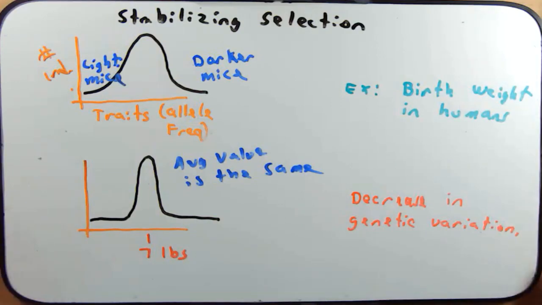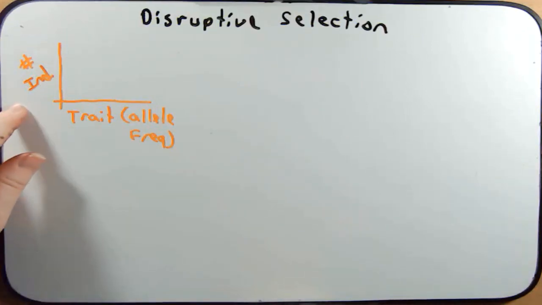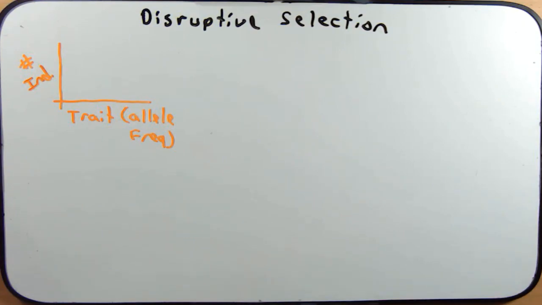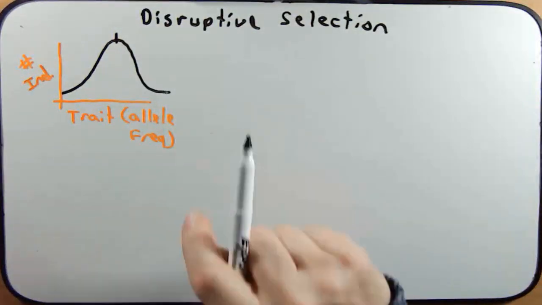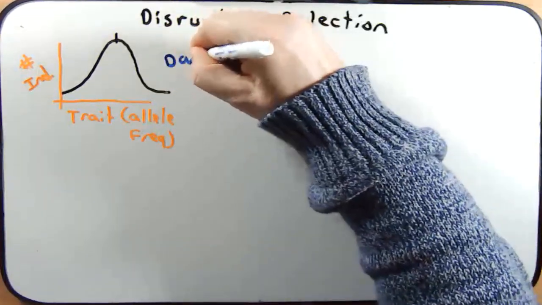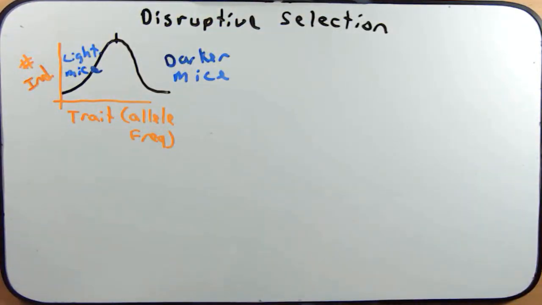All right, next let's talk about disruptive selection. And we'll start off with our same graph here of number of individuals on the vertical axis, and the horizontal axis is the trait or the allele frequency. So before the selection occurs, we have an average value here, but we also still have the extremes, and we could still think about the darker mice and the lighter mice as an example of darker pigmentation to the fur versus a lighter pigmentation to the fur.